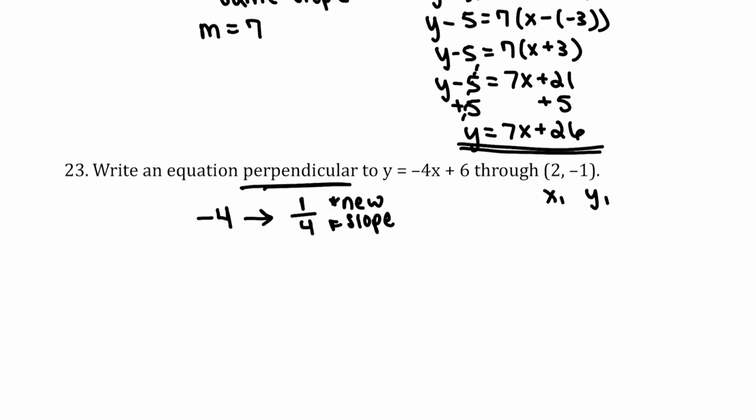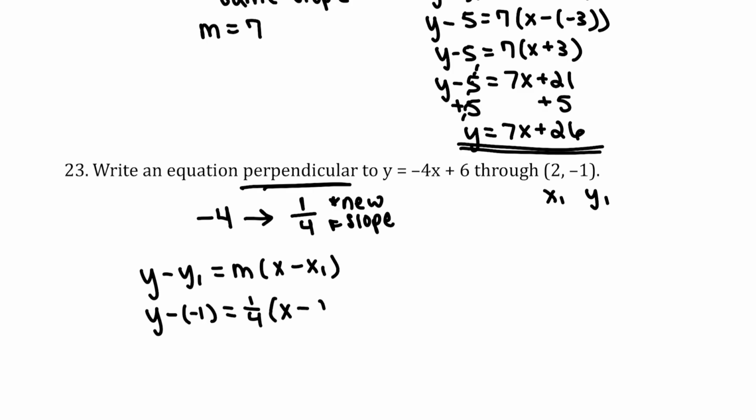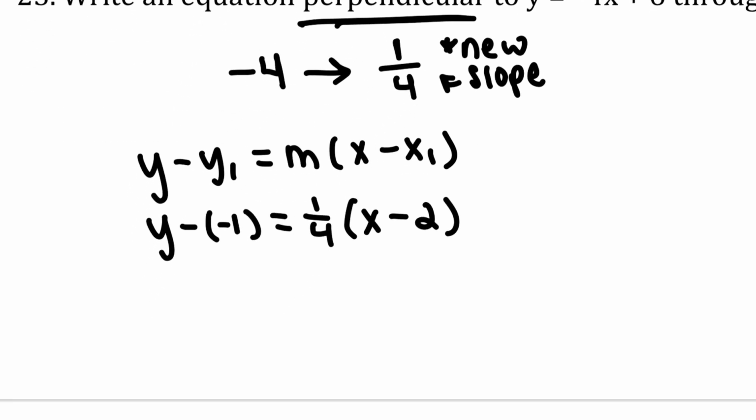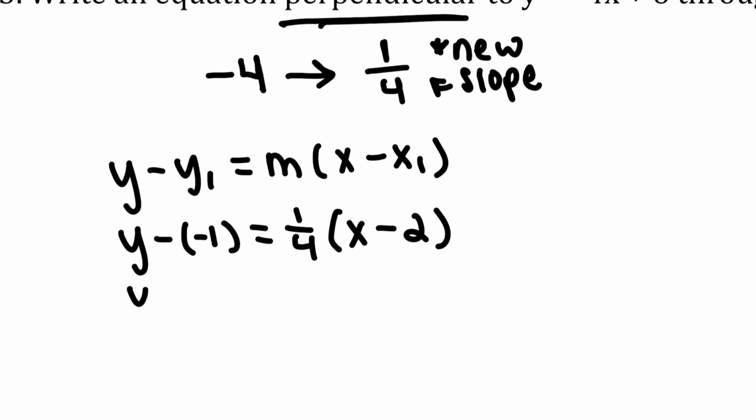We have x1 and y1. We have y minus y1 equals m times x minus x1. So y minus a negative 1 is equal to 1/4 times x minus 2. Now, usually with slope, we keep everything in fraction form. So I'm going to do just that in this problem. So y minus negative 1 turns into y plus 1 equals 1/4 x, because I'm going to distribute now. And now we're going to do 1/4 times negative 2.